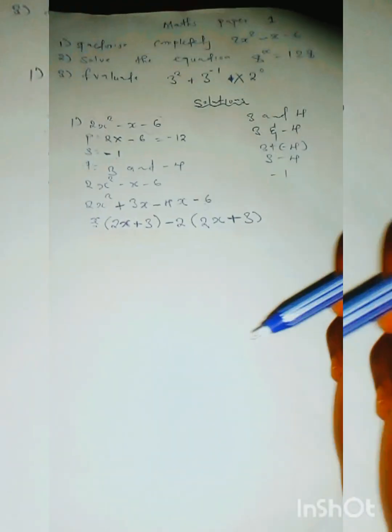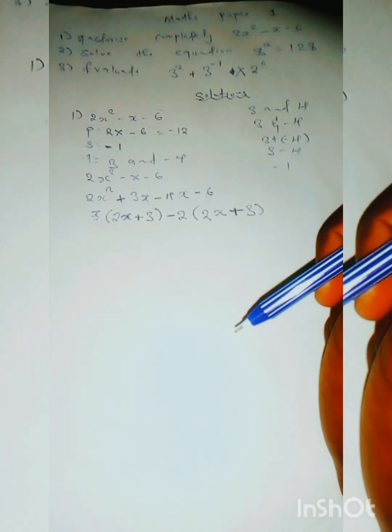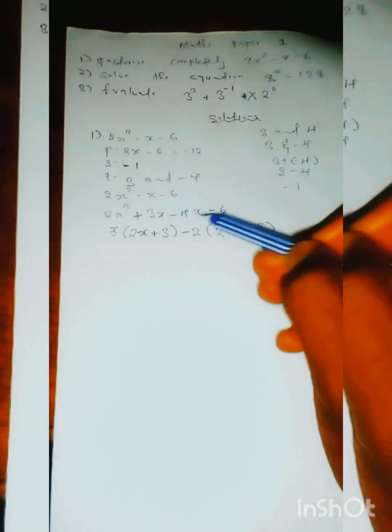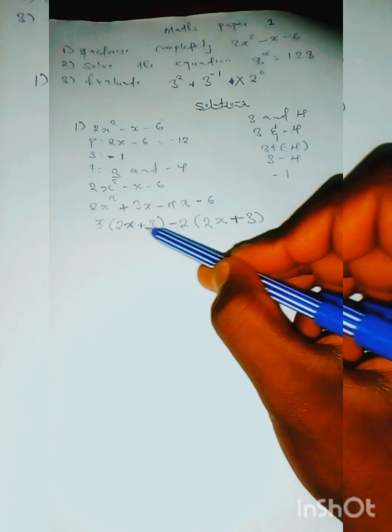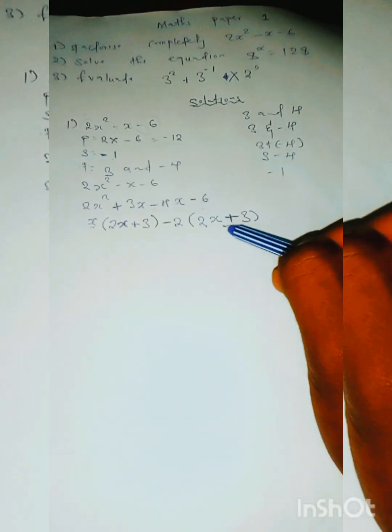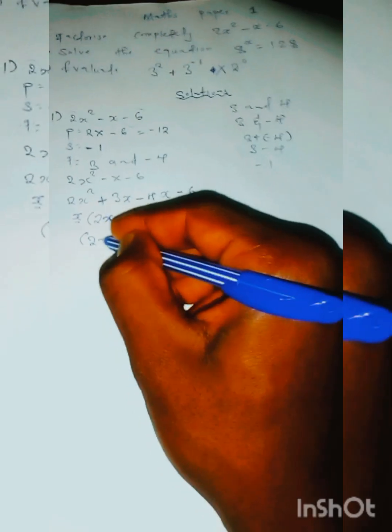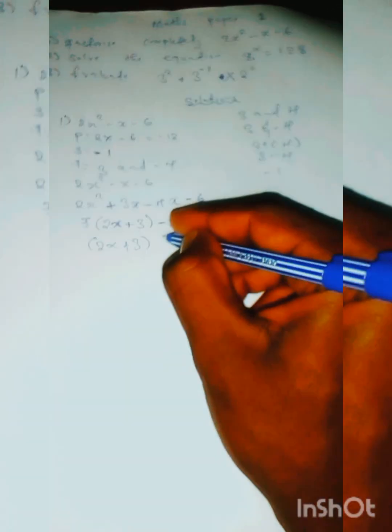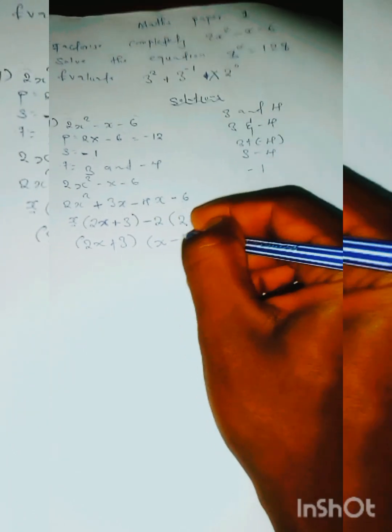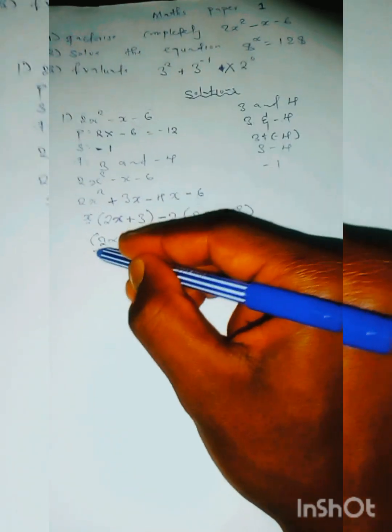When you have reached this stage, for you to find out whether what you have solved is correct or not, you need to look into the brackets. Here we have 2x plus 3, and here also we have 2x plus 3. So it means what you have solved is correct. So we are going to get one bracket like this. Then we get this x, then -2. So on here we have solved.